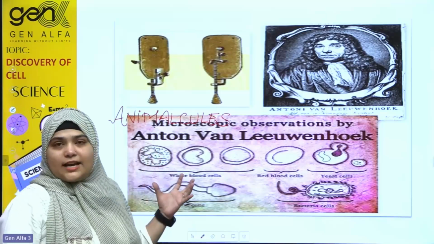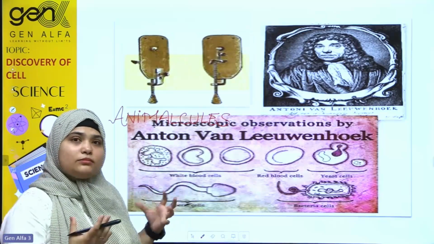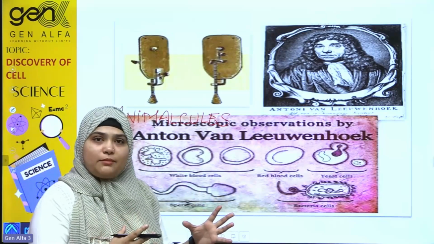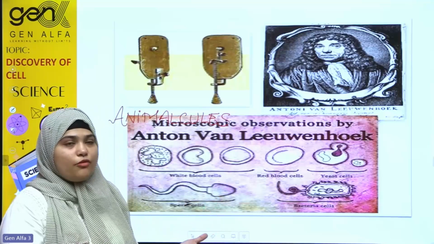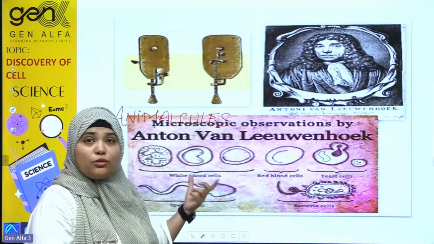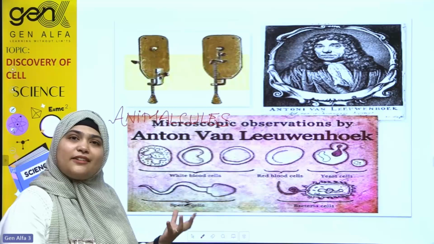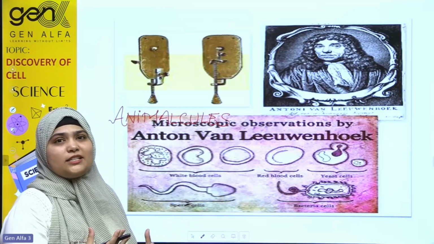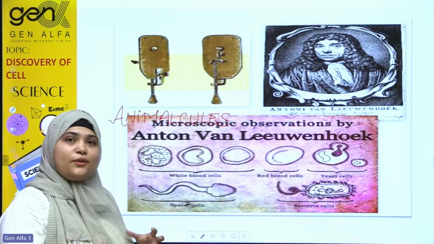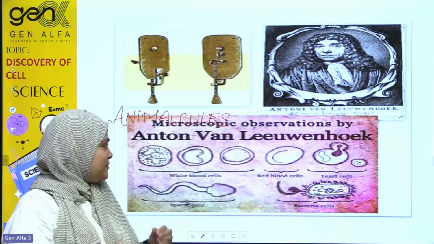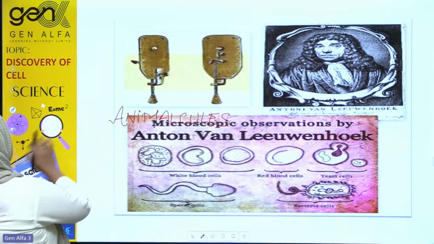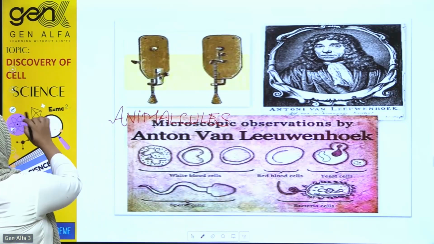He named them animalcules because movement is one of the properties of animals, and because these are very tiny organisms. These are microorganisms, little animal-like structures. Next, move to the next slide.